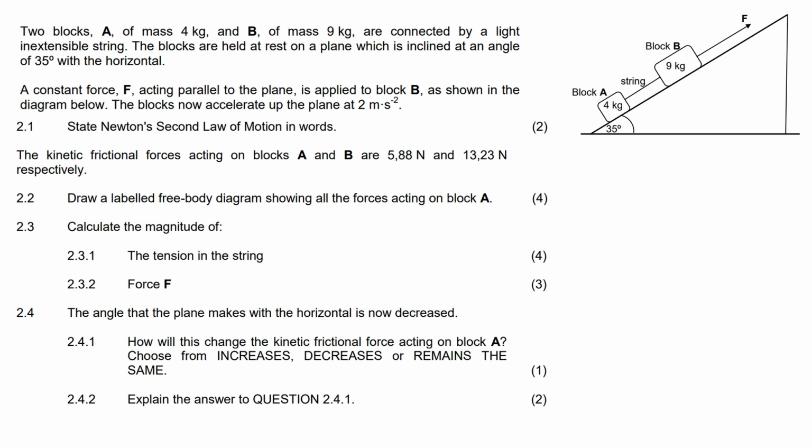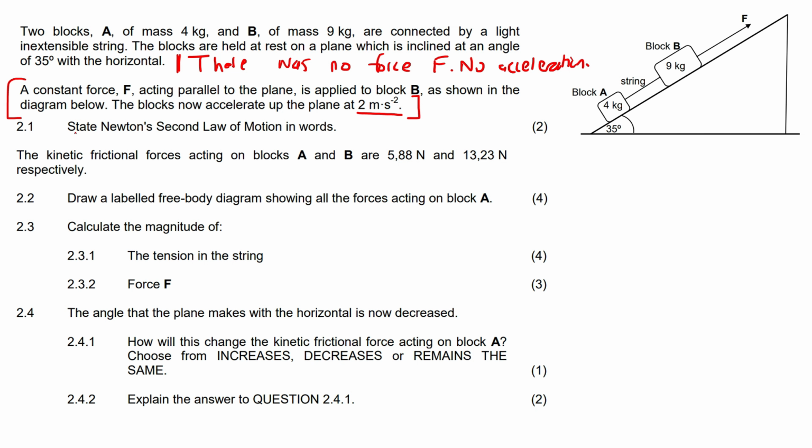Two blocks of mass 4 and 9 kilograms are connected by a string. The blocks are held at rest on a plane which is inclined at an angle of 35 degrees. A constant force acting parallel to the plane is applied to block B as shown. The blocks now accelerate up the plane at 2 meters per second squared. Okay, so this part over here, up to there, there was no force F. Now, with this part, we do have a force. And so in this one, there was no acceleration. But now in this new scenario, there is an acceleration.